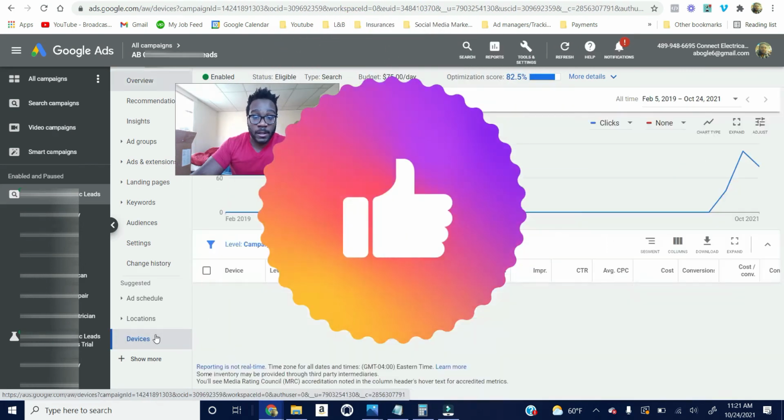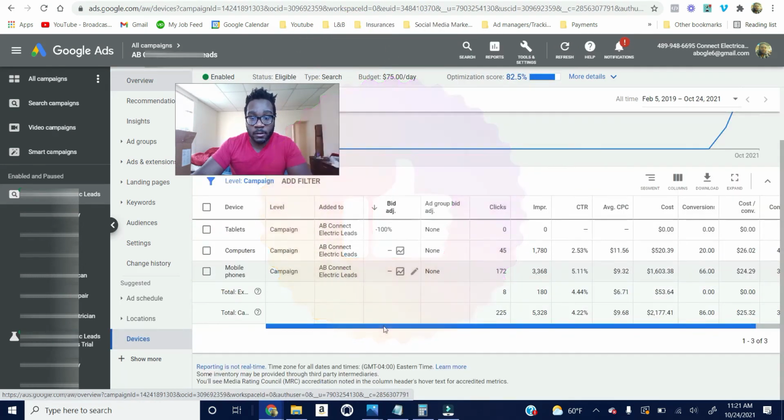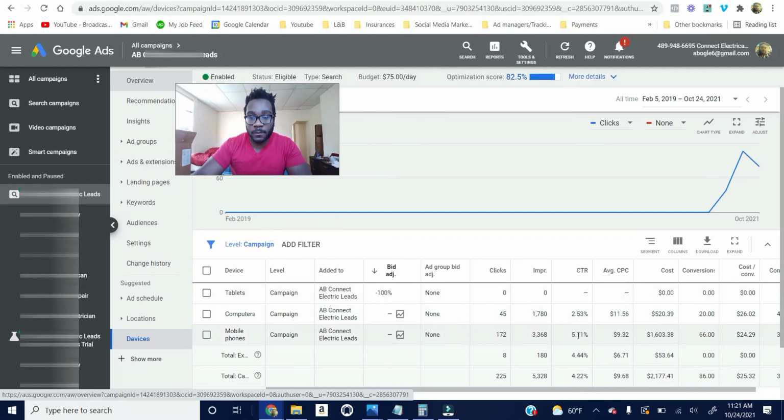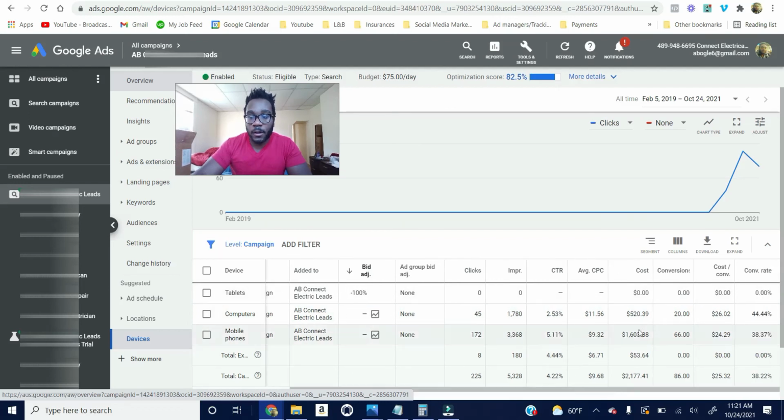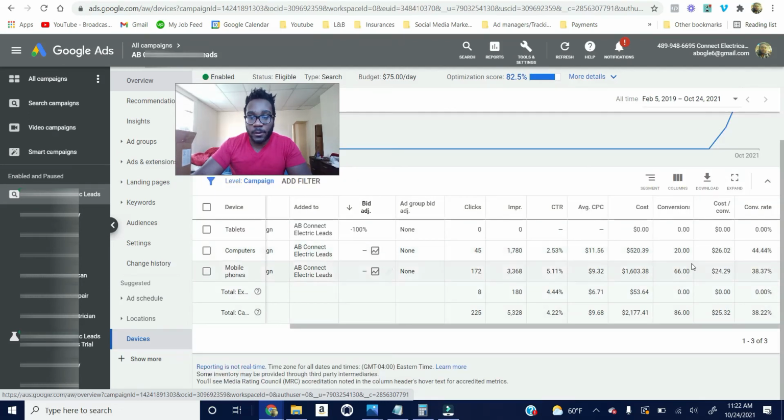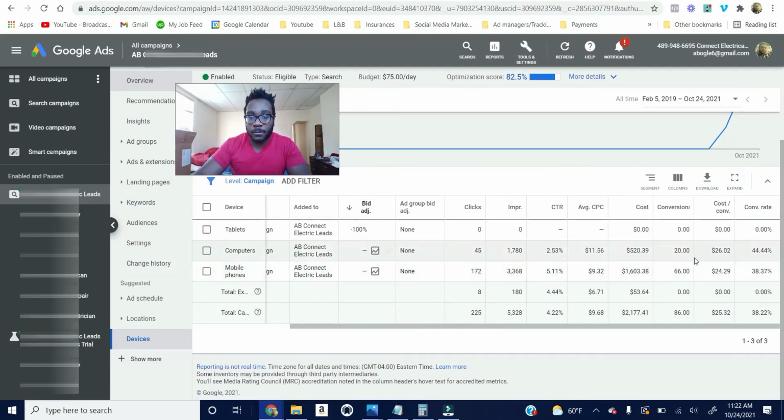And then the next thing is the devices. So you can see that I always have tablets off for the most part. But the cost per conversion is the same with computers and mobile phones, but we're seeing mobile phones is driving a lot more of the conversions.